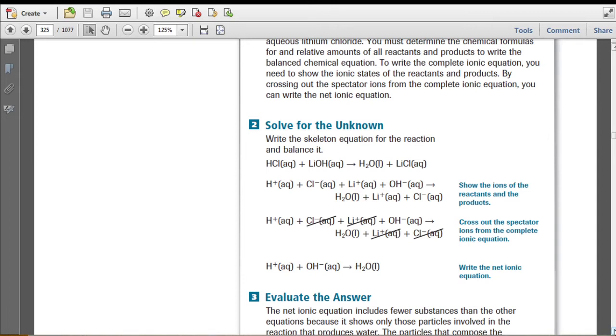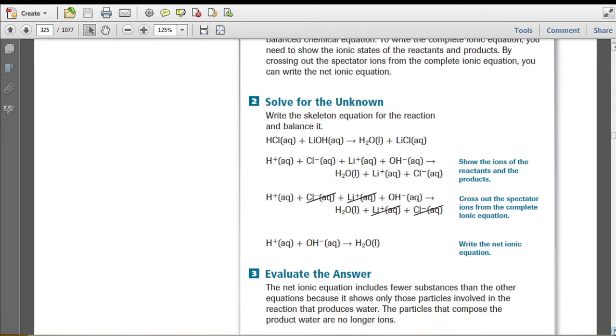In this case, it is already balanced, so we can just break up all aqueous solutions into their constituent ions. Observe what ions exist on the product side as well as the reactant side, and then you're able to cross them off. Once your spectator ions have been eliminated, what you're left with is your net ionic equation of hydrogen ion plus hydroxide ion yielding water.